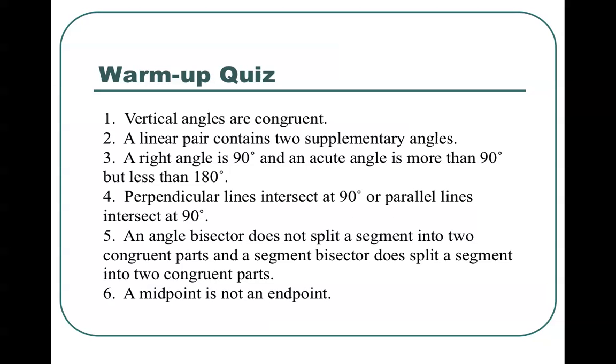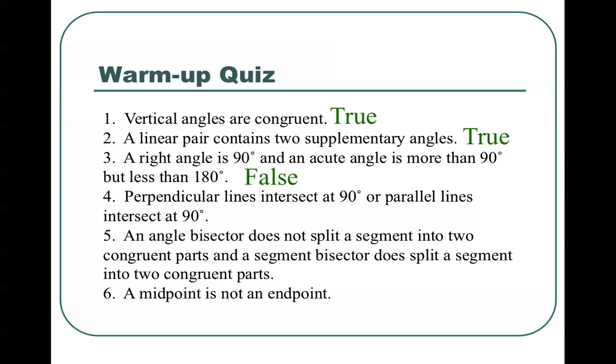All right, warm-up quiz. Hopefully you already answered these questions. Let's go over the answers. Vertical angles are congruent. Linear pair contains two supplementary angles. Both of those are true. For a true statement to be true, it must always be true under all circumstances. Number 3 is an and statement. For an and statement to be true, both parts have to be true. So a right angle is 90, that is true, but an acute angle is not more than 90, less than 180. That's obtuse. So that makes the entire statement false.